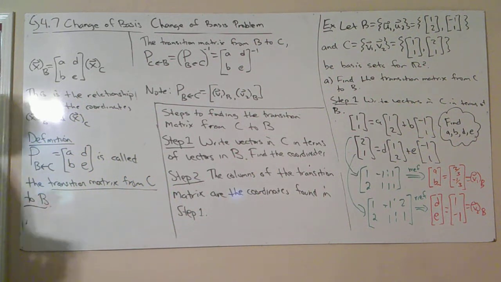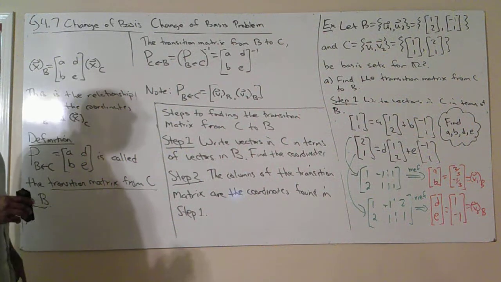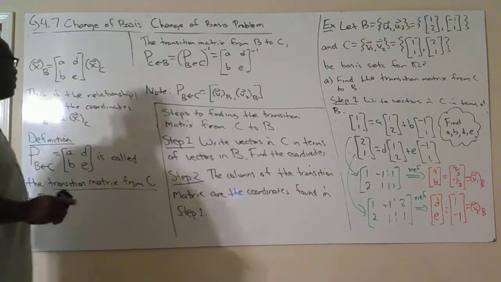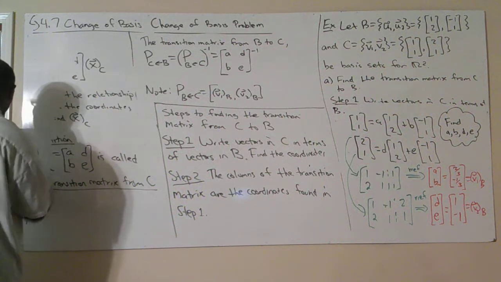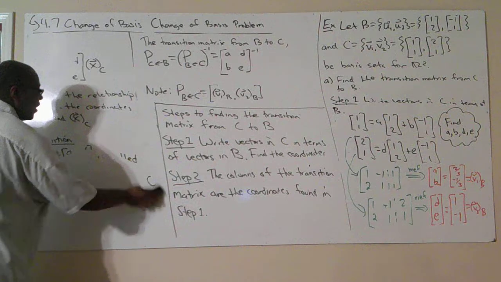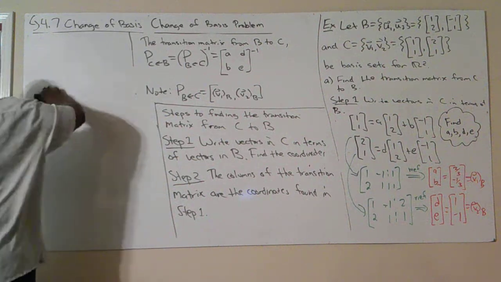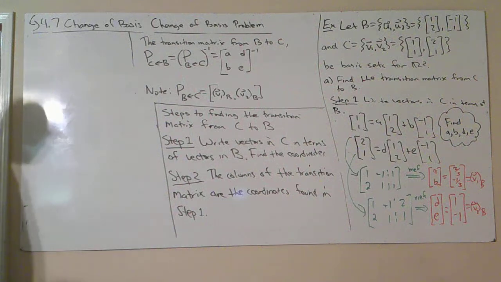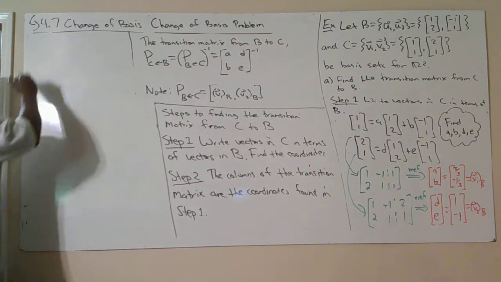Right, so now that we've done step 1, we found the coordinates of v1 and v2 with respect to B. So we wrote the vectors in C in terms of the vectors in B. Step 2 is write the transition matrix.